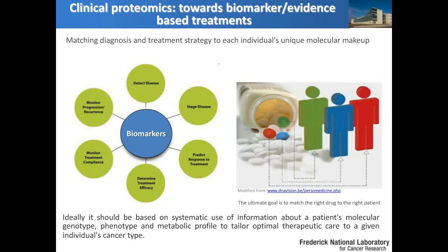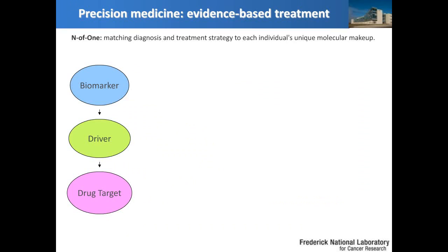Clinical proteomics is one way to try to discover, basically, to match diagnosis and treatment strategy to each individual with a unique molecular makeup. Ideally, it should be based on systems use and information about the patient's molecular genotype, phenotype, and metabolic profile to tailor optimal therapeutic care for a given individual. It's basically matching the drug with the patient. In cancer, ideally, if you have a biomarker which drives the pathology and it's a drug target, this is the ideal story.